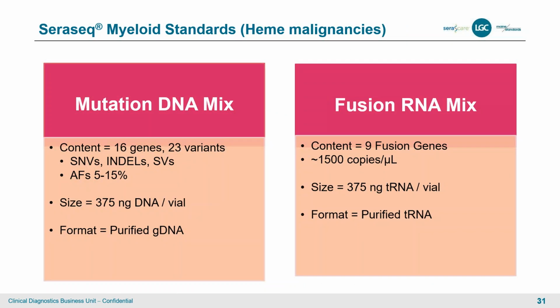We touched on the myeloid. So we have two different products again. We have a myeloid DNA and a fusion RNA. Same type of thing again. We worked with the experts in the beginning, including people like Bob Daber, and we make sure we pick the right variants in here. So these now have 23 variants that are clinically actionable for myeloids. We did the same thing with fusion RNA. We put in representative copies, right, and a size that you could use easily.